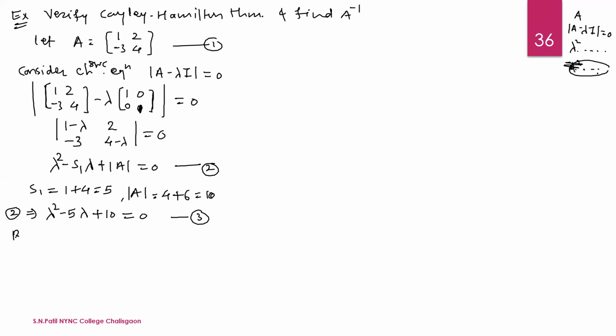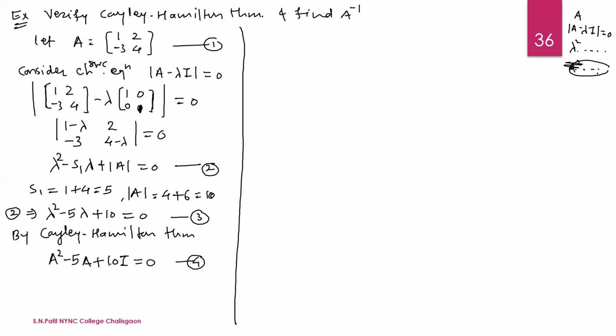Now by the Cayley-Hamilton theorem: every square matrix satisfies its own characteristic equation. That is, instead of lambda, substitute A: A squared minus 5 times A plus 10 times the identity matrix is equal to 0. Say this is equation number 4. Now let us verify the Cayley-Hamilton theorem.